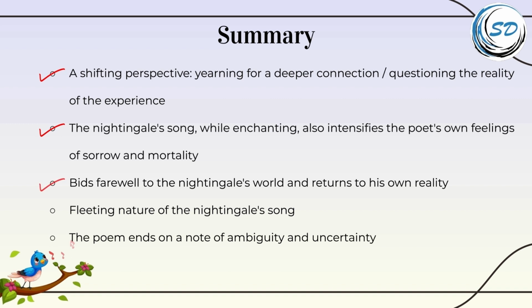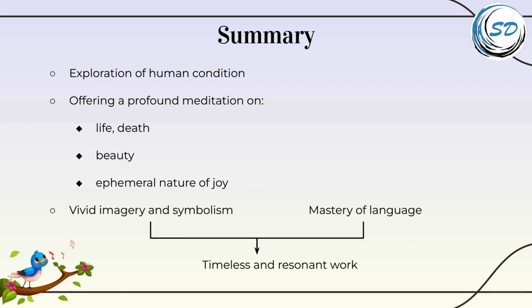In the latter part of the poem, the poet bids farewell to the nightingale's world and returns to his own reality. He reflects on the fleeting nature of the nightingale's song, wondering if it was a vision or a waking dream. The poem ends on a note of ambiguity and uncertainty, leaving the reader to contemplate the blurred boundaries between imagination and reality. Ode to a Nightingale is a rich and evocative exploration of the human condition, offering a profound meditation on life, death, beauty, and the ephemeral nature of joy.